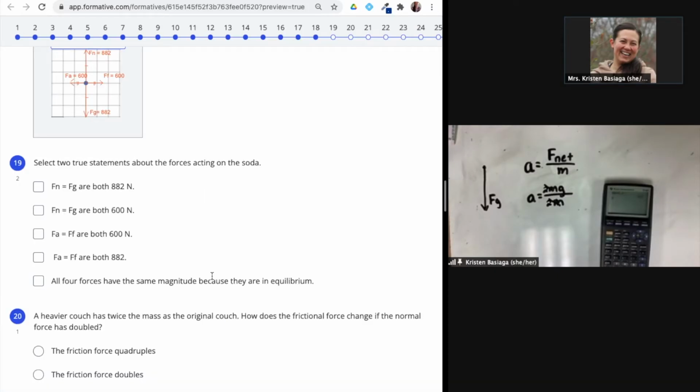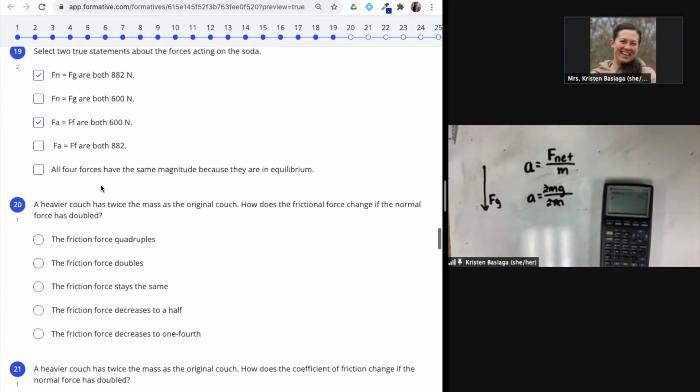Number 19 is about equilibrium. Normal and gravity are the y direction equilibrium. Friction and applied are the x direction equilibrium. And it doesn't mean that they all have the same magnitude as each other. It just means that left cancels right, so both are 600. Up cancels down, so both are 882.